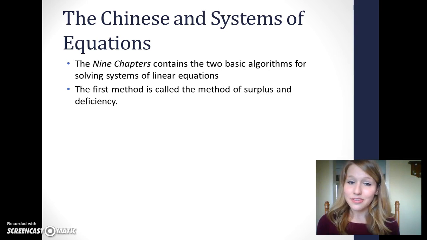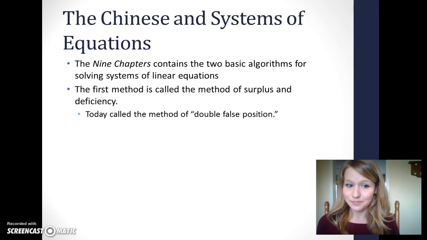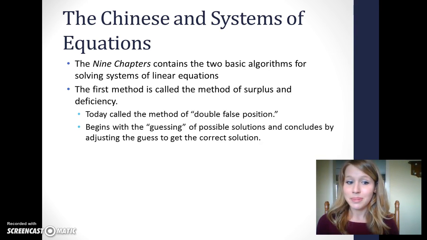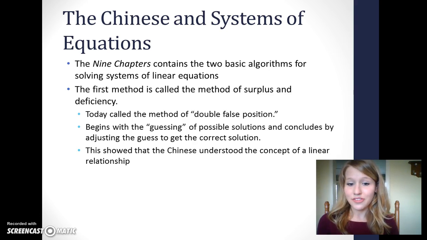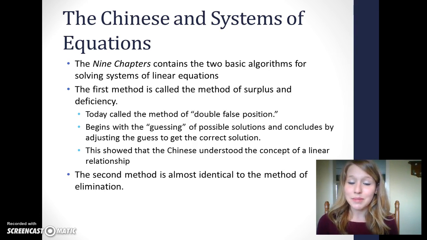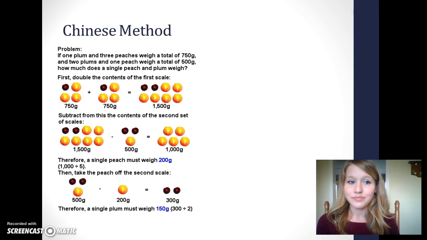The first method is called the method of surplus and deficiency. Today, that is called the method of double false position. You begin with guessing possible solutions, and you end by adjusting your guess to get the correct solution. This showed that the Chinese understood the concept of a linear relationship. The second method is almost identical to the method of elimination that is used in our classrooms today to solve systems of equations.